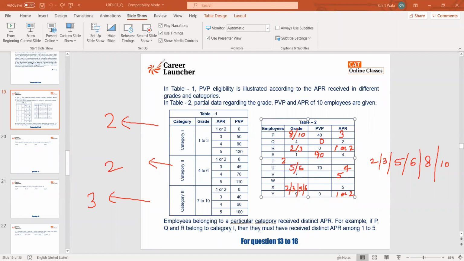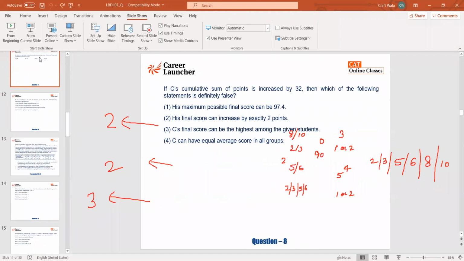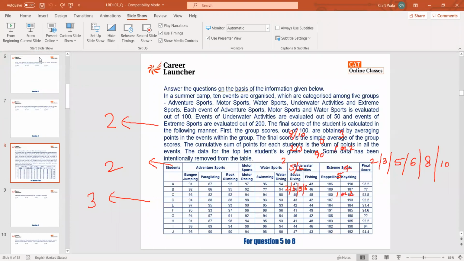Okay, after this, let's try this set. Question number 5 to 8. Let's try this.